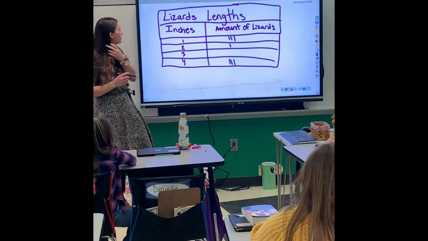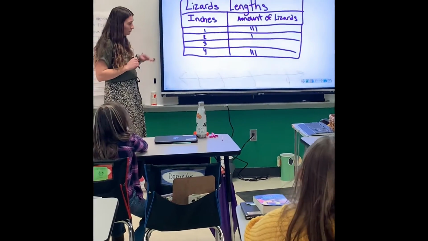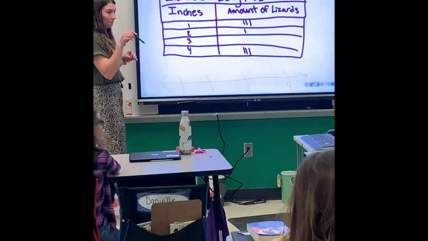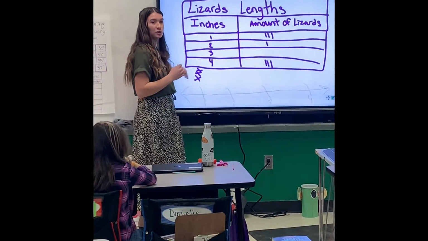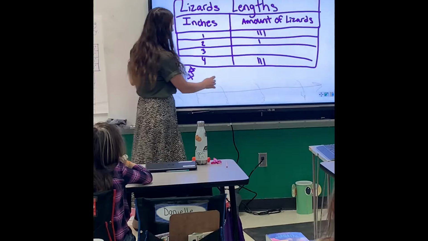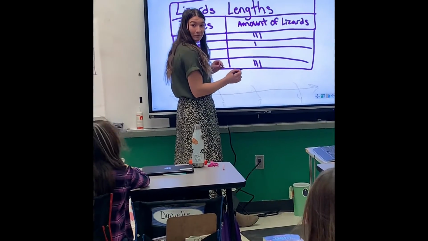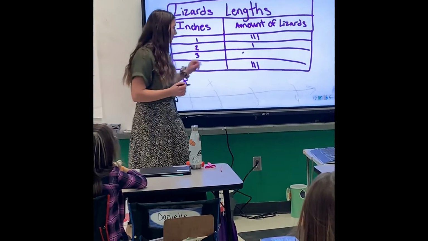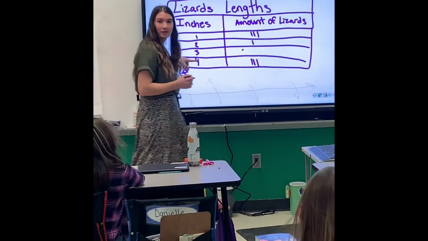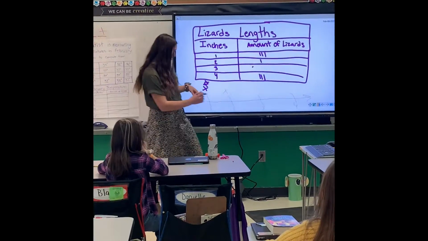So how many X's or dots do I need to make above the 1? So yeah, 3. How about for number 2? Brighton? 1. For 3? Isaac? 3. For 3. What's in 3? Oh, nothing. Nothing. How about 4? Isaac, what's in 4? So 3. Yes.